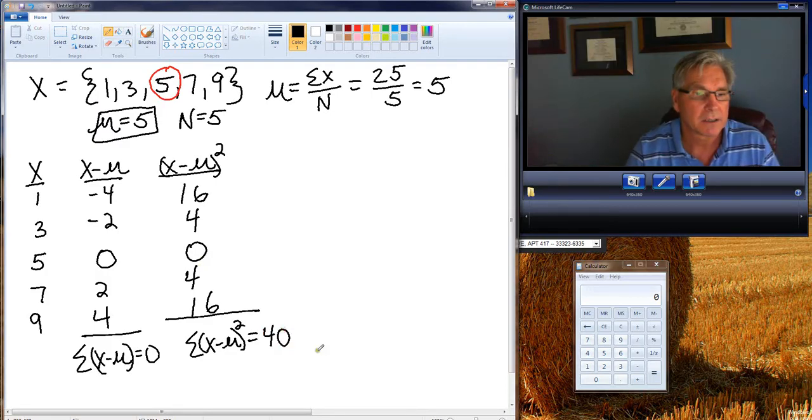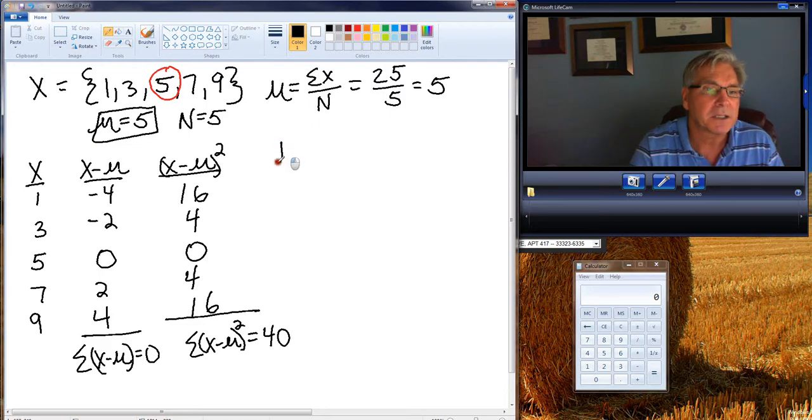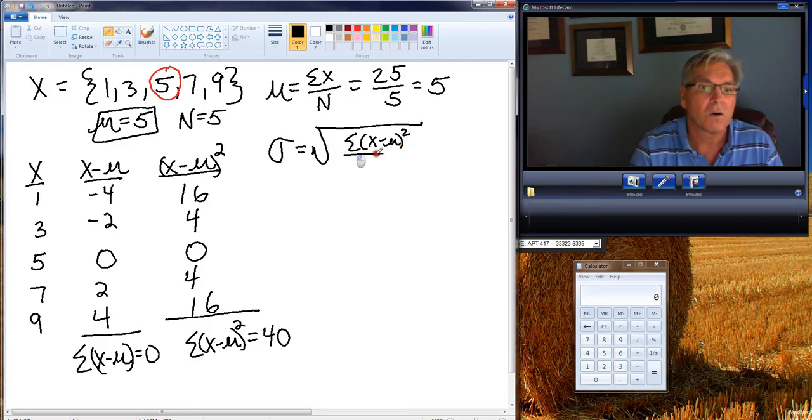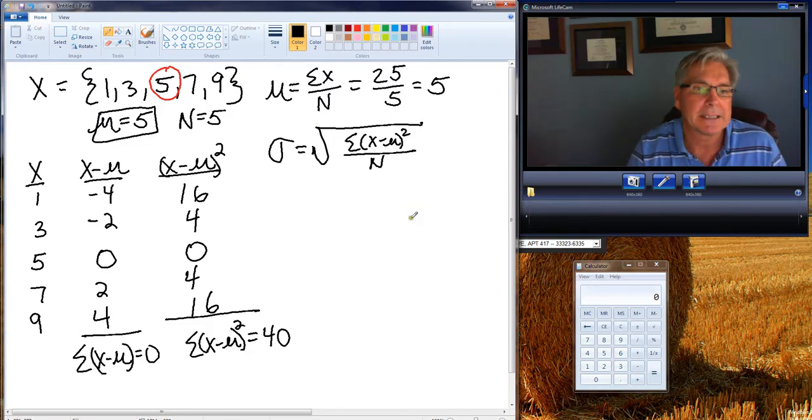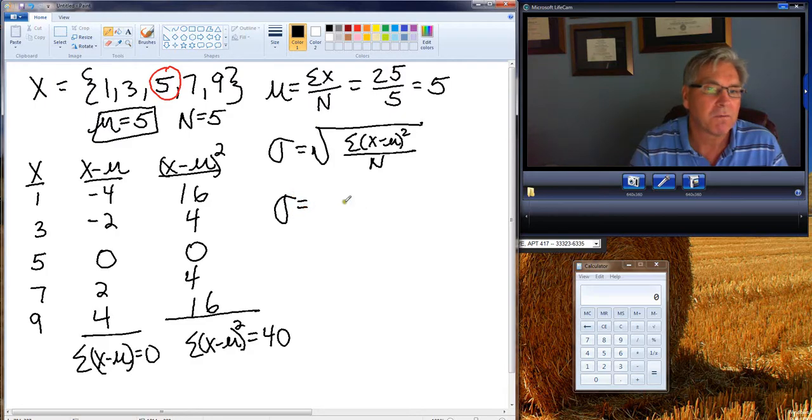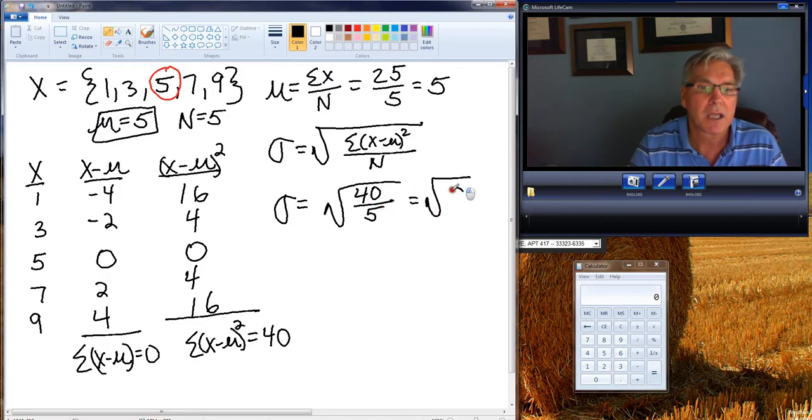Okay, great. So now I can see that the standard deviation is going to equal the square root of the sum of all those differences squared over n, and that's the quantity of numbers in the data set. So if we look at that, sigma is going to equal the square root of 40 over 5, and that's going to be equal to the square root of 8. Now if you want, you can say that sigma squared is equal to 8, and that's our variance.